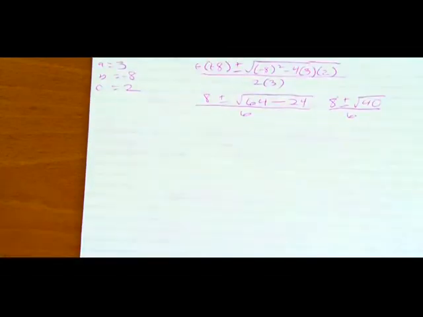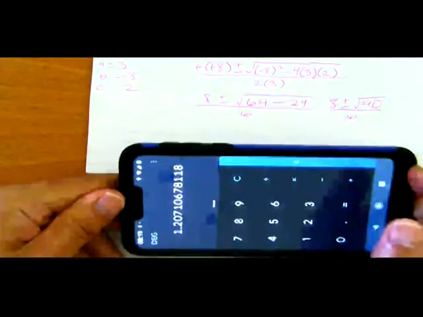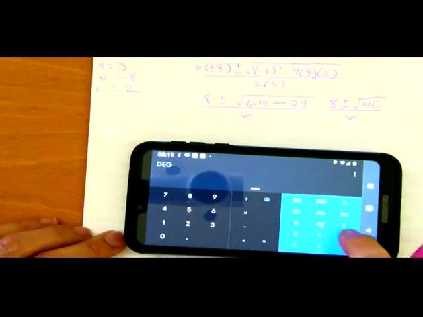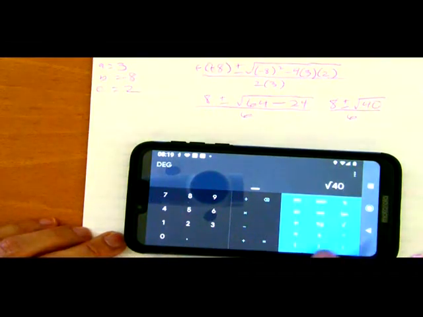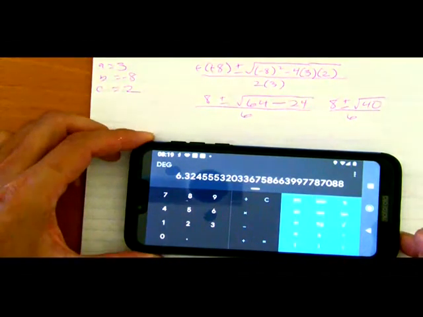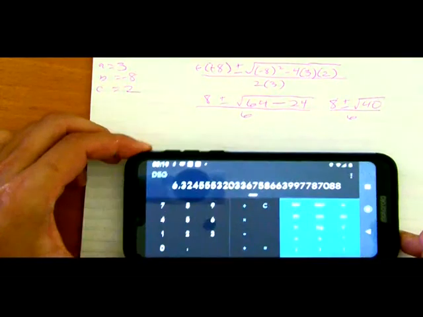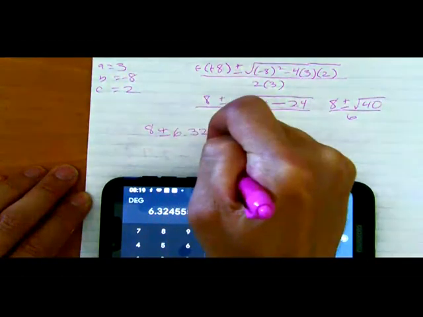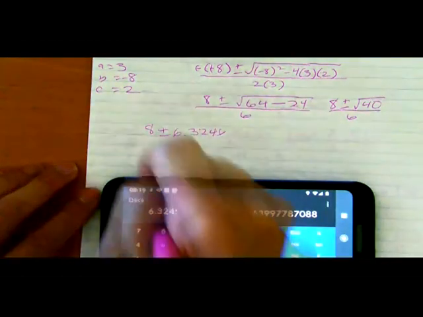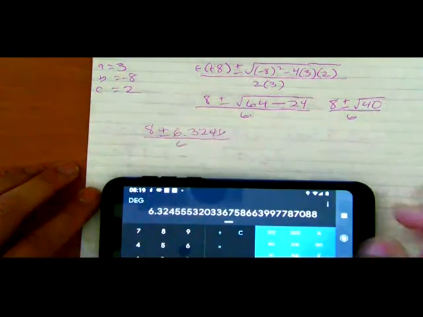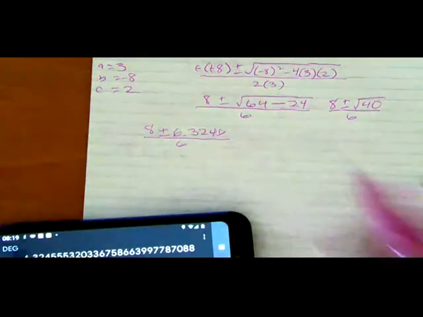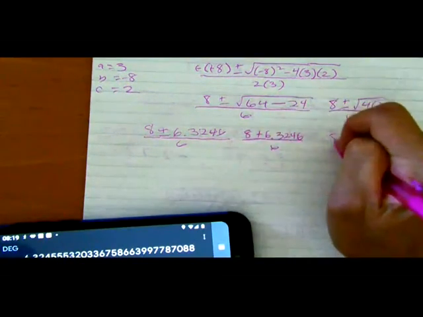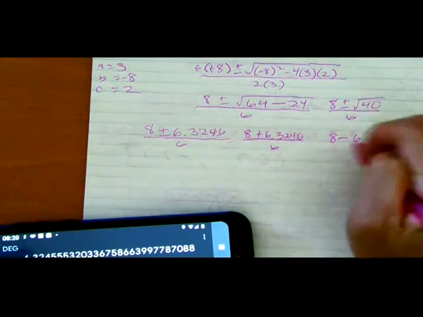Okay, so let's see, square root of 40. Okay, I'll go 4 digits again. 6.3246. So 8 plus or minus 6.3246 over 6. Okay, so I will separate them into two different problems. 8 plus 6.3246 over 6. 8 minus 6.3246 over 6.